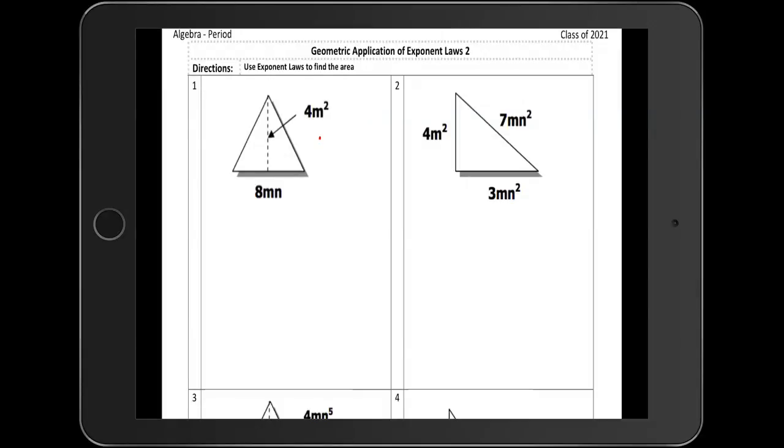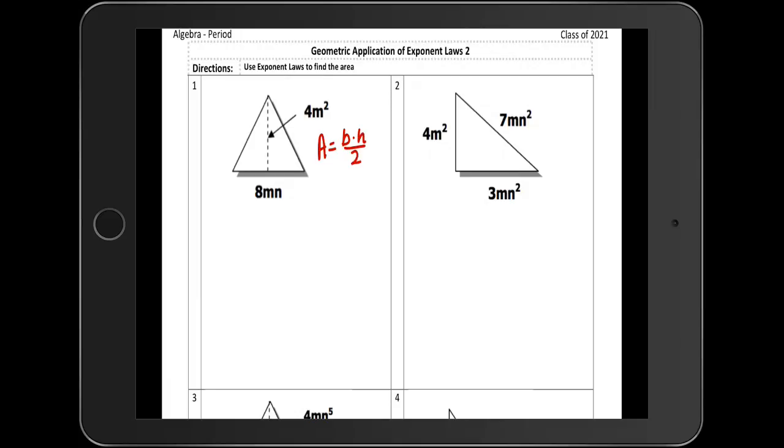Hey children, so today we're going to find the area of triangles while also using exponent laws. So to do this, the first thing we want to start with is just a reminder of what the area of a triangle is as far as a formula. And the formula is our base times our height, all divided by 2.